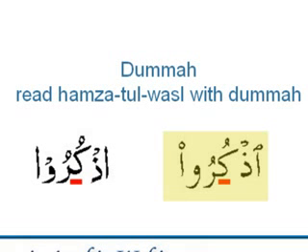Hamza-tul-Wasl as if it carries a Dhamma itself. Okay, so here we've got the word, this is udhkuru. We've read udh on the first sound, which is the Hamza-tul-Wasl with the Dhamma. And again, what we've done, you've got Hamza-tul-Wasl, the second letter is sakin, and the third letter carries a Dhamma. So we read the Hamza-tul-Wasl as if it's got a Dhamma.